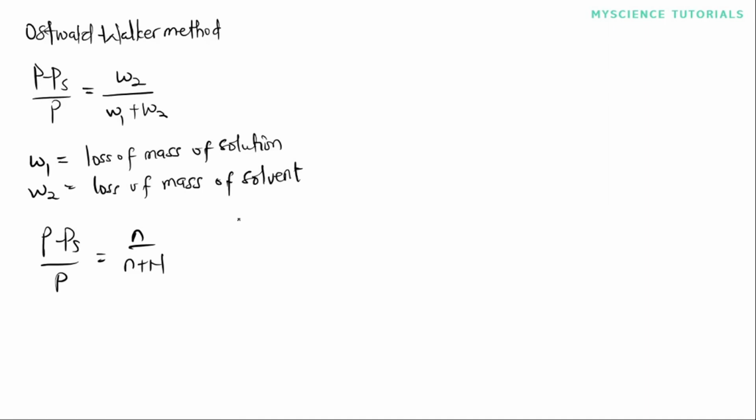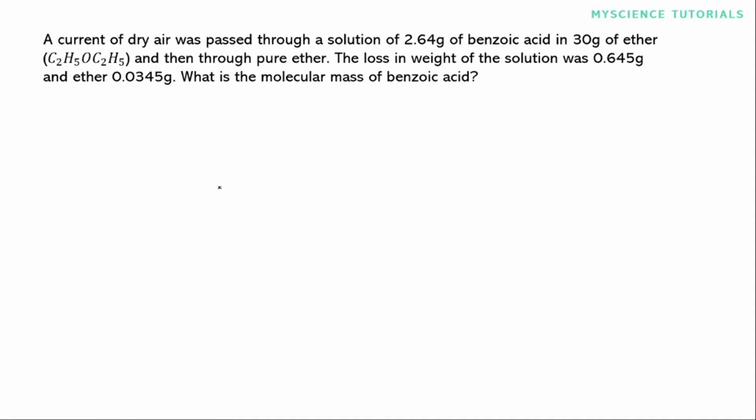So let's have a look at an example of this method. We have: a current of dry air was passed through a solution of 2.64 gram of benzoic acid and 30 gram of ether, and then through pure ether. The loss in weight of solution was 0.645 grams and ether was what? 0.0345 gram. What is the molar mass of benzoic acid?